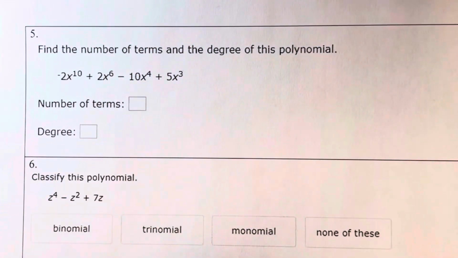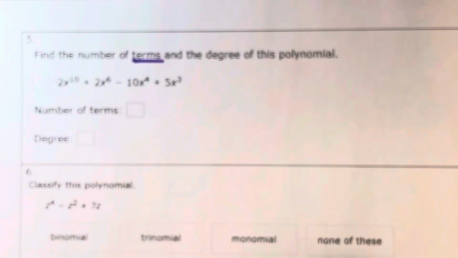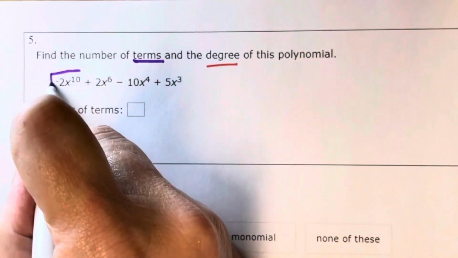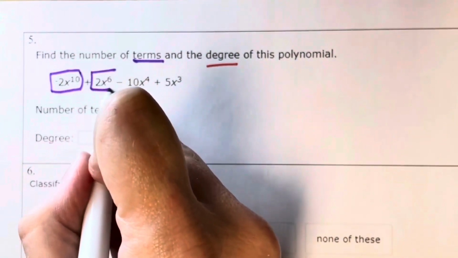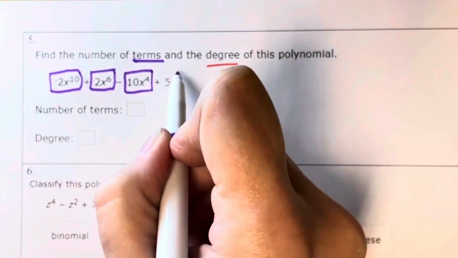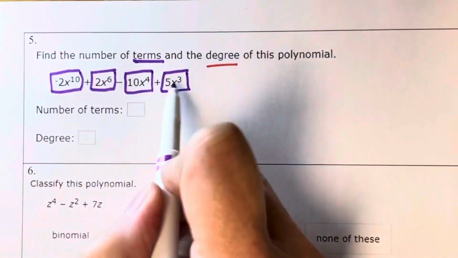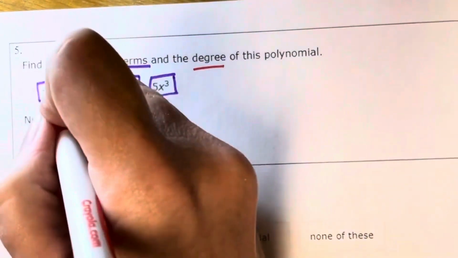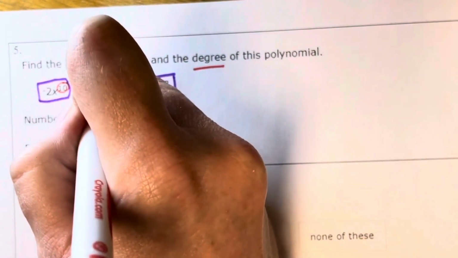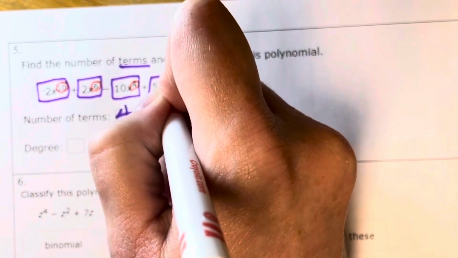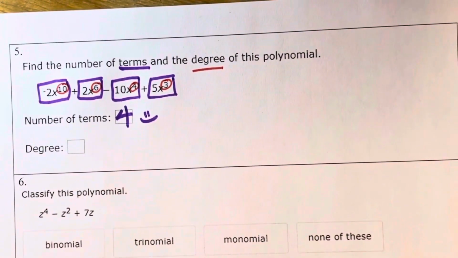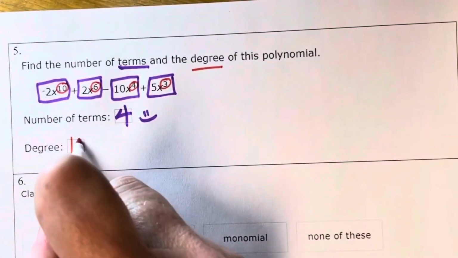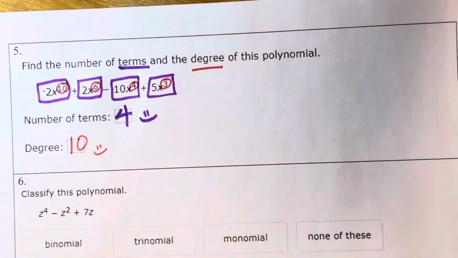All right, in example 5, we're going to find both the number of terms and the degree of this polynomial. So let's do it. Number of terms, we know those are the number chunks, all separated by a plus or a minus. So we see here very nicely, I've got 1, 2, 3, 4 terms, 4 number chunks. And then the degree is going to be the exponent of each one of those number chunks that we're going to look at. And you say, hey, which one is the biggest? Yeah, the biggest is this 10 right here. So the degree of this polynomial is a 10.